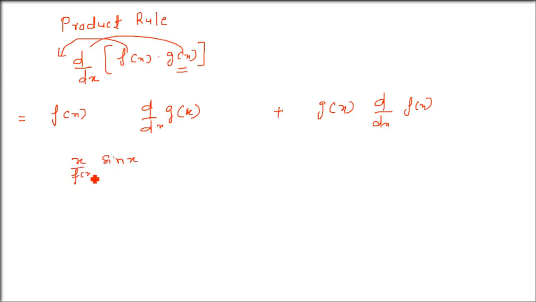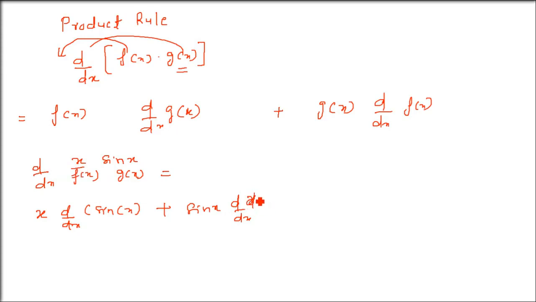Now we have to use the product rule. So x is f(x) and sin x is g(x). These are two separate functions, and we have to find the differentiation of this combined value. As I said, let us take f(x) outside first. So x we are taking outside, d/dx of sin x, then plus, now you can take this sin x outside, and now differentiation of what will be done? x is remaining, so d/dx of x will be done.